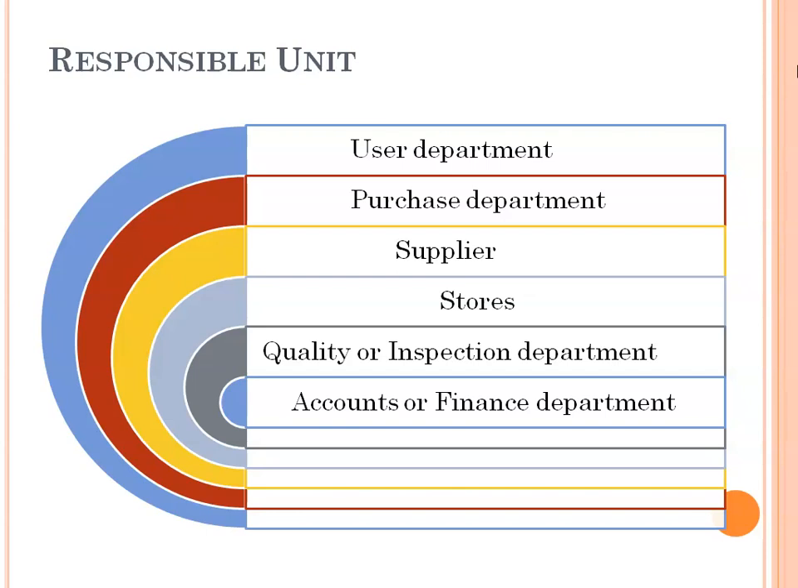User department generally initiates the process of issuing the purchase requisitions or intent to purchase. User department means, in a manufacturing unit, the floor manager or that department which is going to use those types of raw materials. That's why the name is given as user department, who will use those raw materials.